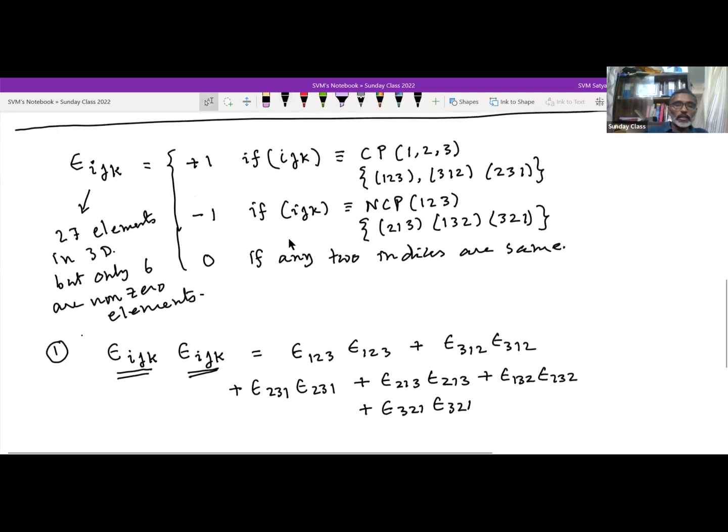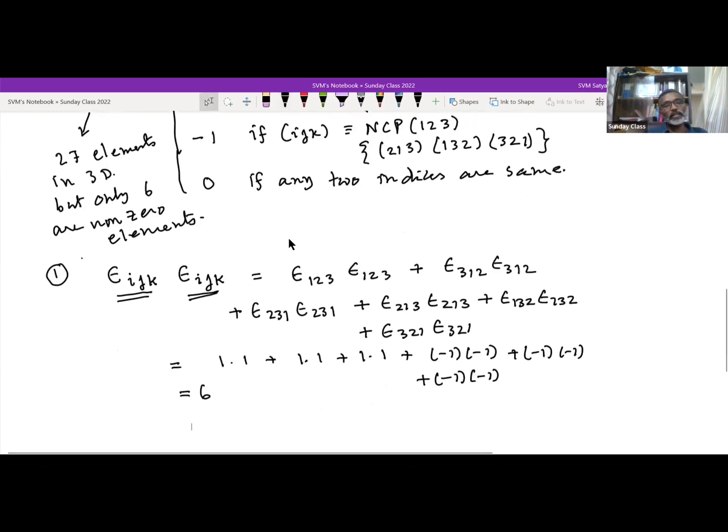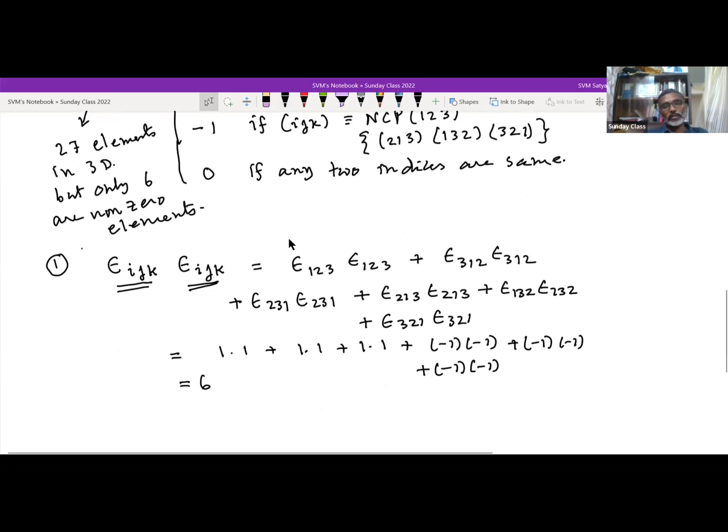Now, if you see, what is this equal to? The first one is 1 into 1. The second one is also 1 into 1. The third one is 1 into 1. Then from the fourth one onwards, it is -1 into -1, plus -1 into -1, plus -1 into -1. So this is also 1. So you will get 6. Correct? So epsilon ijk epsilon ijk is equal to 6.